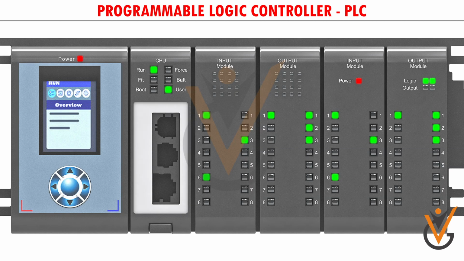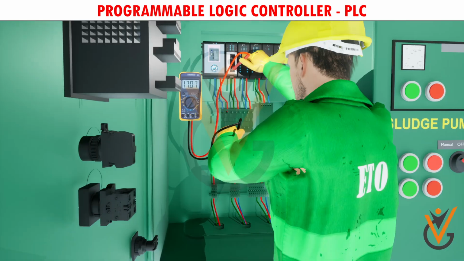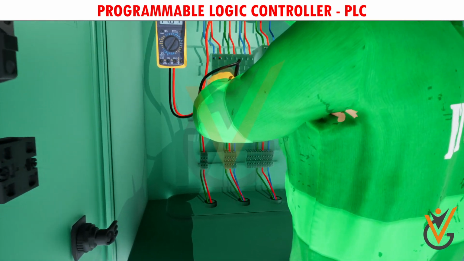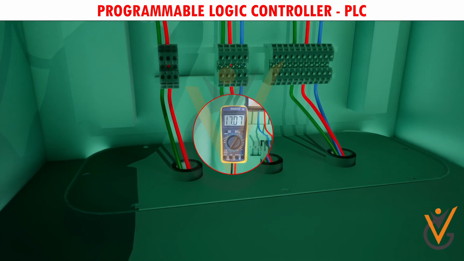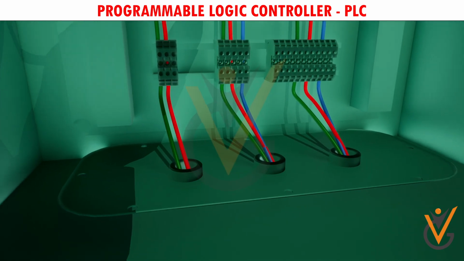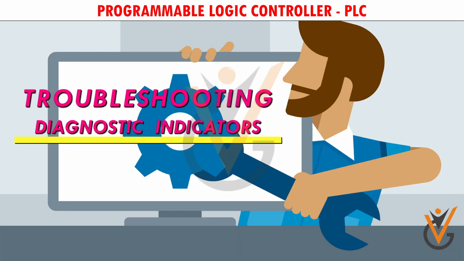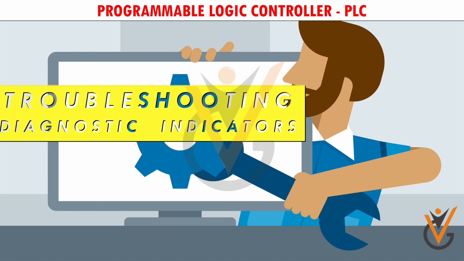For example, consider a single output device failing to turn on even when the output LED is on. If the PLC output voltage is tested and found to be normal, there must be a fault in the wiring or the device. Troubleshooting diagnostic indicators.